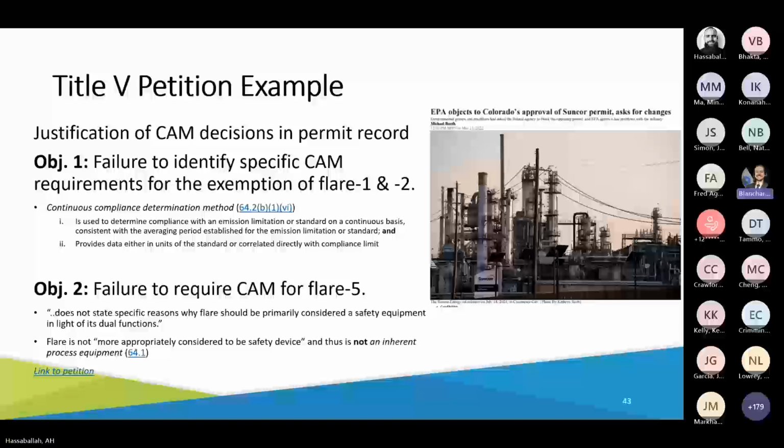This requirement demonstrates that the flare is, in fact, at all times primarily a control device and is required to operate at a high rate of control. And there's a link to the petition there. Once we send out this slide deck, you'll be able to look it up if you haven't already.